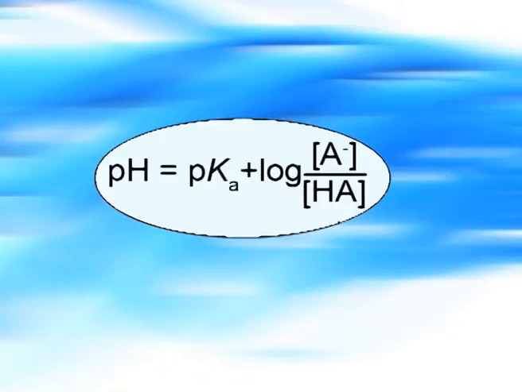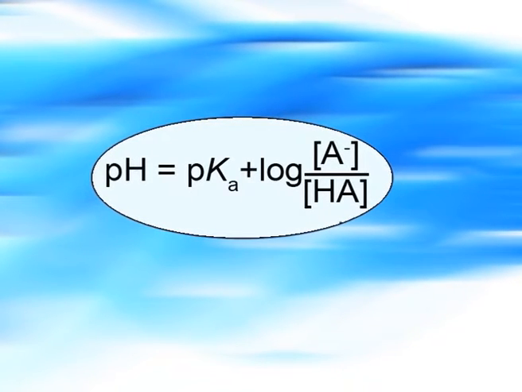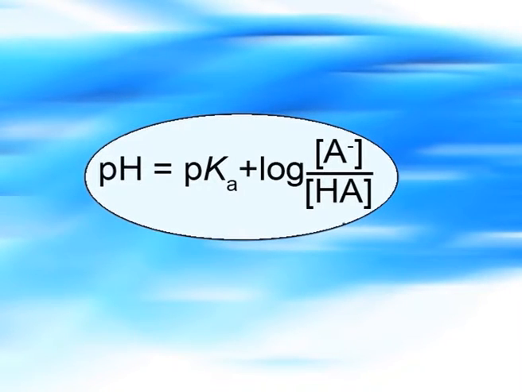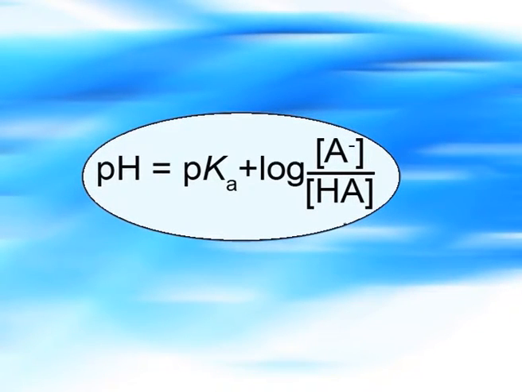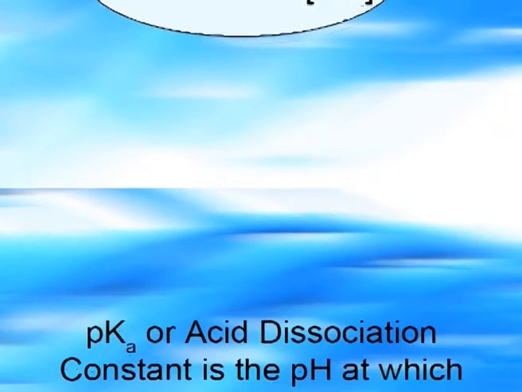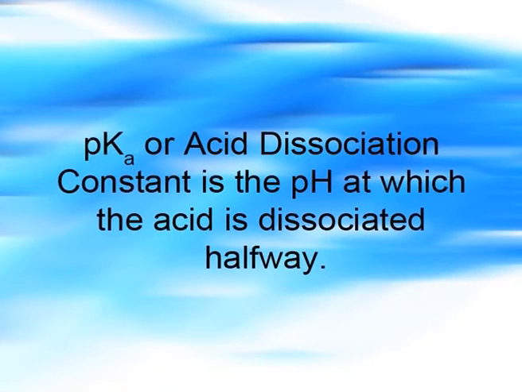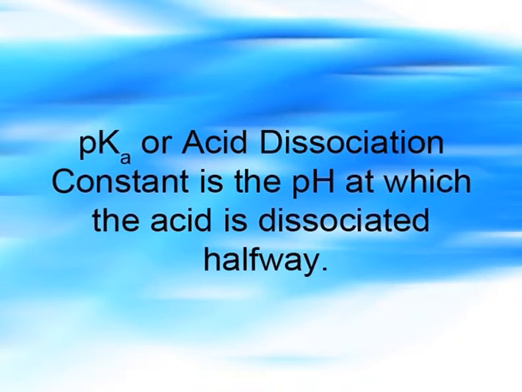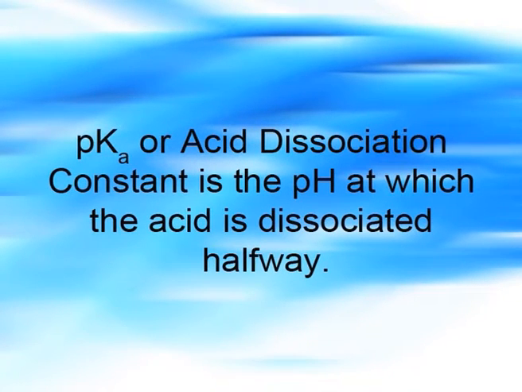Since pH equals pK plus log concentration of A minus divided by concentration of HA, when the acid is dissociated halfway, A minus equals HA, then pH becomes pKa. Or in other words, pKa, or the acid dissociation constant, is the pH at which the acid is dissociated halfway.